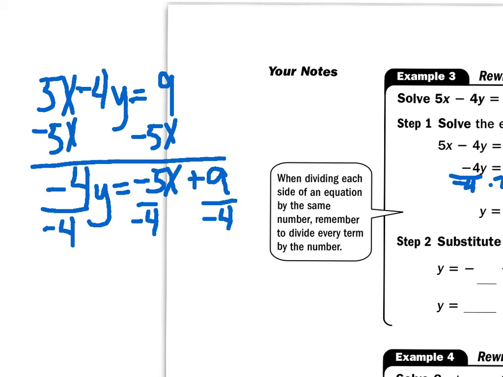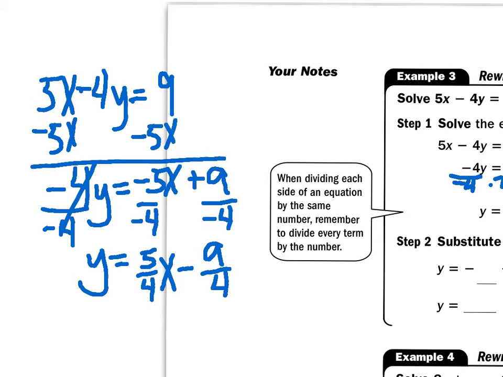And then go ahead and clean up all these signs. So on this side, it's just y. Negative divided by negative is a positive. So 5/4 x. And then a positive divided by a negative is a negative 9/4. Okay, still not a fun thing to graph, but it's a little bit better than graphing with those intercepts.